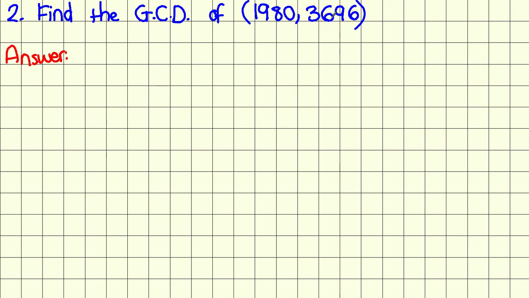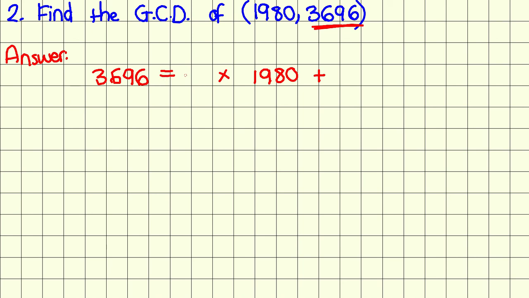Again, looking at this, I can see they're both even numbers, so I know that 2 can go into both of them. Is that the highest divisor? I don't know. Alright, so what we're going to do is always start with the bigger number. So the 3696. Okay, so that's the one that goes first. Other number goes in the middle, so it's going to be something times 1980 plus your remainder.